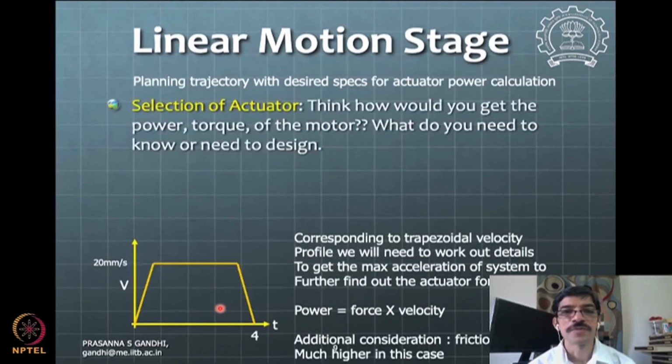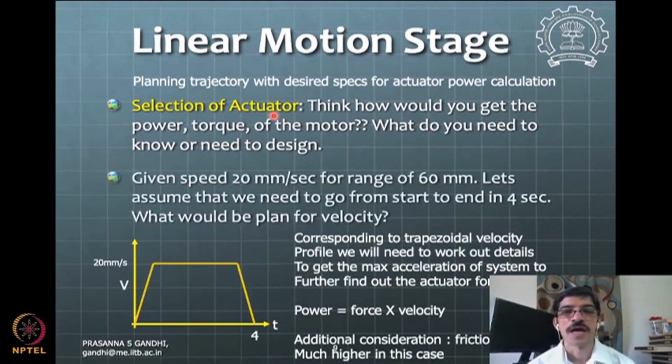So this is an important thing: you need to plan a trajectory to get this estimation of power. We are on this question, how do you estimate power? As I said, given the speed of 20 mm per second for the range of 60 mm, we have to assume something to get to the acceleration. We are not given any acceleration in the system directly, so how do you do that?